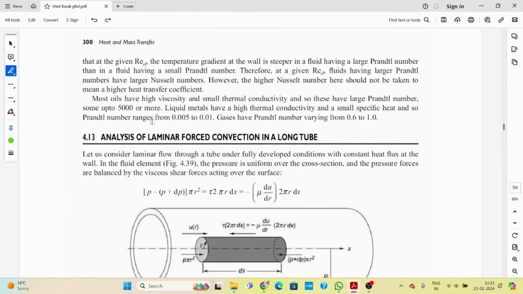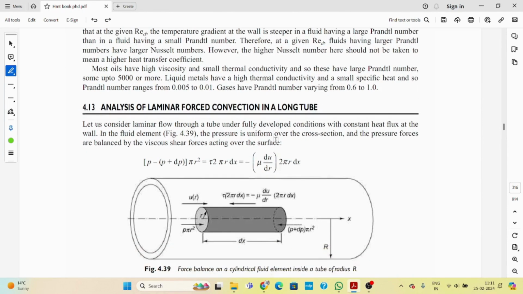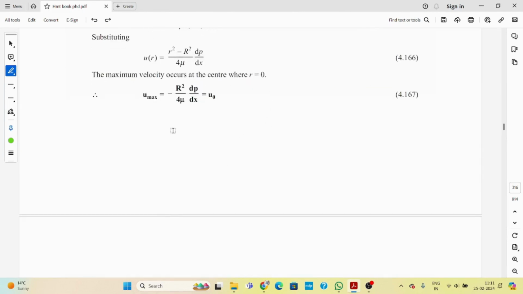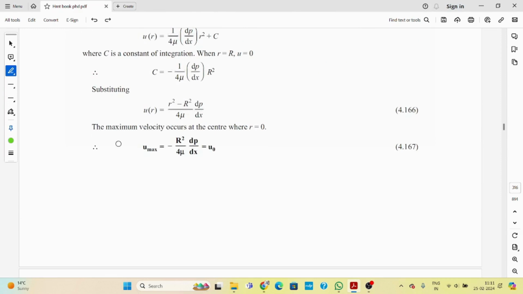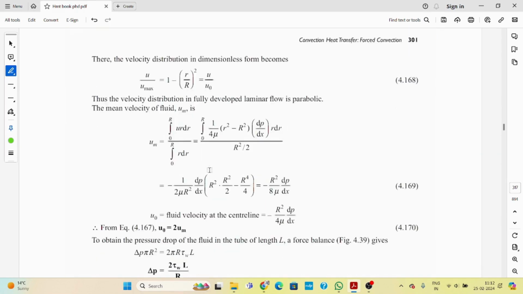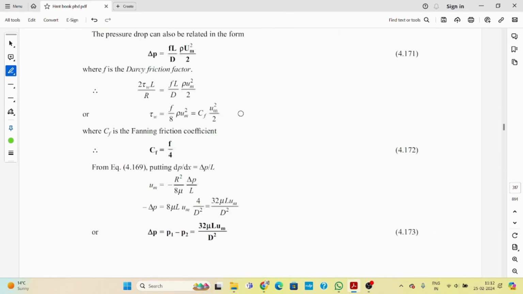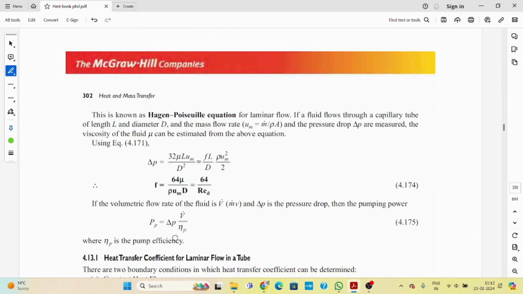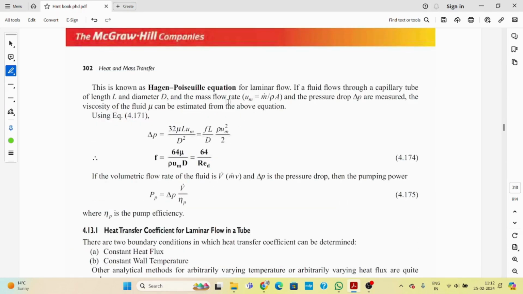And some analysis of laminar forced convection in long pipes. These are the analytical part, and I don't think it's very important, but you can remember this formula. Maximum velocity occurs at the center of the pipe. So just remember this formula and this formula, but this 32 L U upon D square, the change of pressure, has a Poiseuille flow, laminar flow. This is called Poiseuille flow, pipe flow.